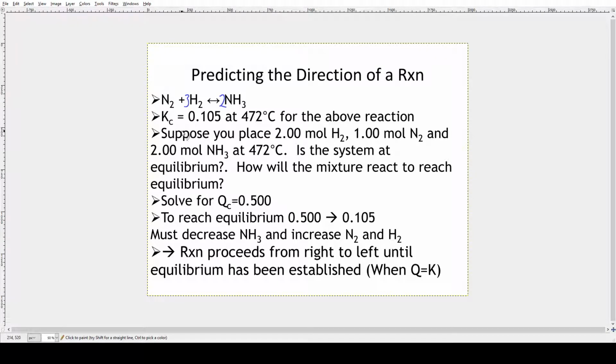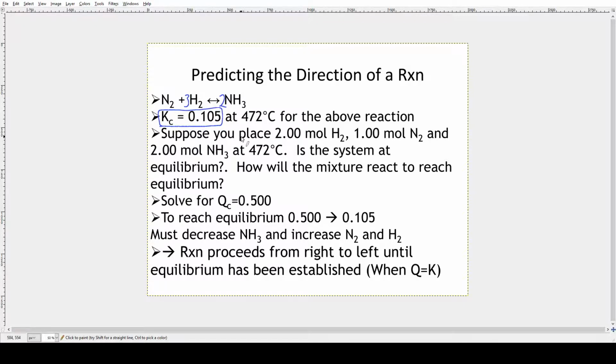All right, so let's move on. It is telling us our equilibrium constant. This is what we are ultimately comparing with our reaction quotient. So I don't want to lose that number. And this is what it is at 472 degrees Celsius. The temperature matters. The temperature matters. If it's a different temperature, the equilibrium constant's different.